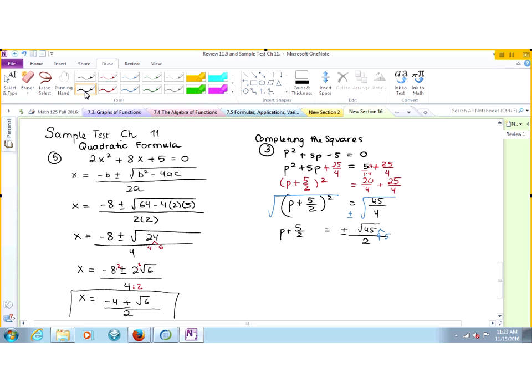Well, let me finish this, then I'll wait for your question, okay? So P plus 5 over 2 is equal to plus or minus 3 square root of 5 over 2. So what is P? Negative 5 over 2 plus or minus 3 square root of 5 over 2. Yes. So how many solutions do I have? 2, yeah. Okay, now I'm waiting for questions.